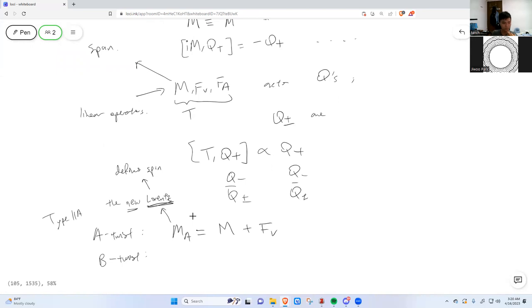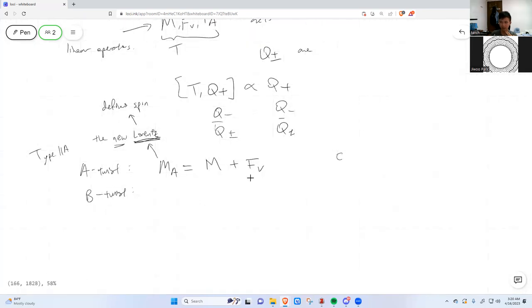I see. So this doesn't lead to weird spins? This still gives us half-integer spins? Yes, I believe so, but there are some conditions that need to be satisfied, for example the Chern class and those kinds of things.